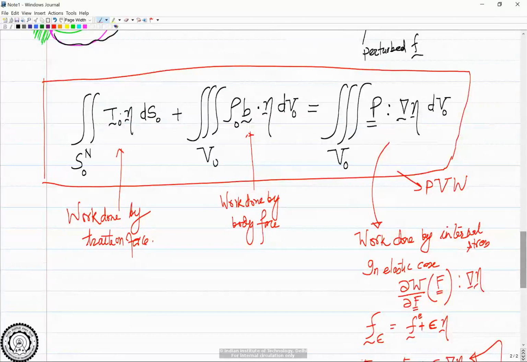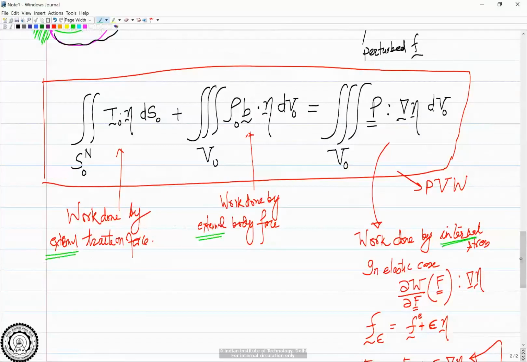So you see on the right hand side you have work done by internal stress, whereas on the left hand side these are all external, by external body force, by external traction force. So this statement simply says that the work done by external agents is equal to the change in stored energy of the body. Okay, so that's why this is a work statement.